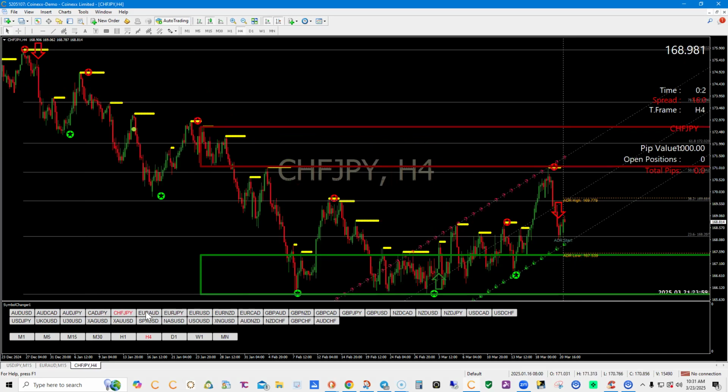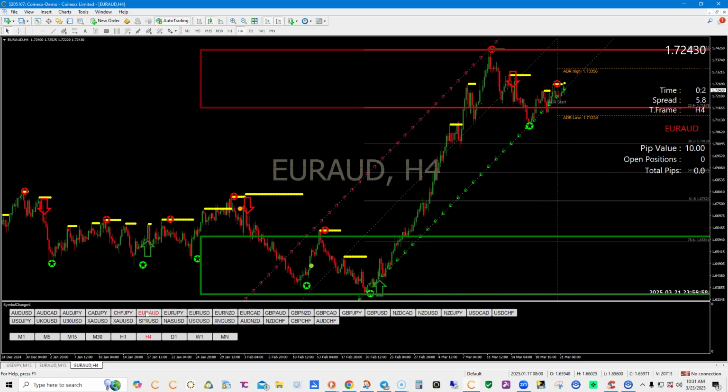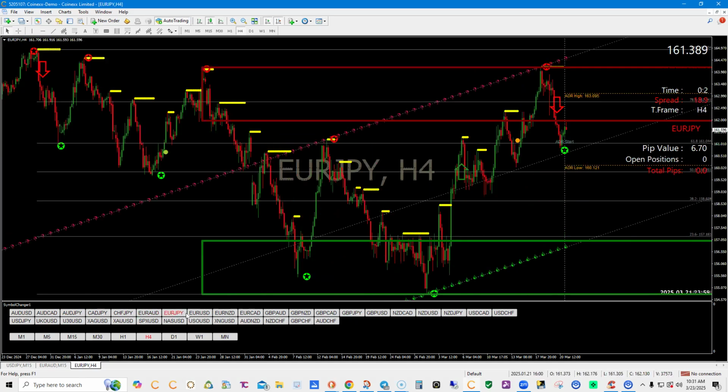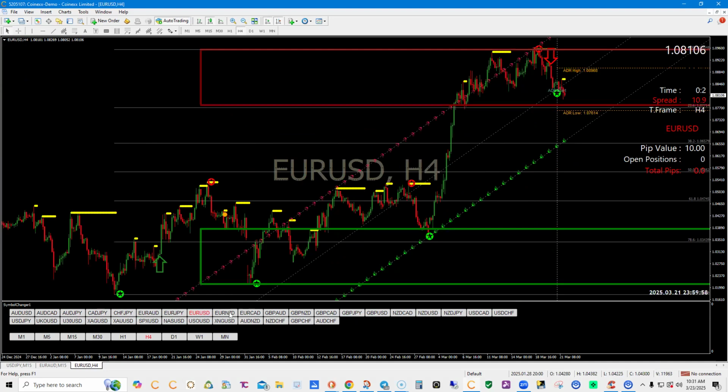Funny thing with the JPY pairs, it doesn't matter which one you do. So this is the one that's correctly done. This is the upside down one. It's the same thing though, same pattern of head and shoulders. But the JPYs, for the most part, they tend to do the same exact thing.